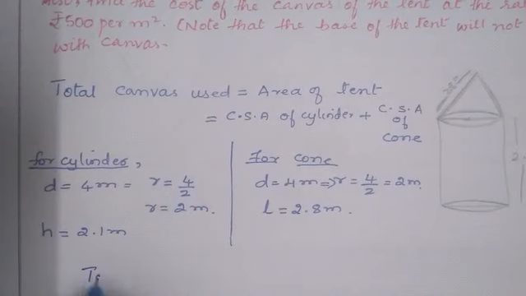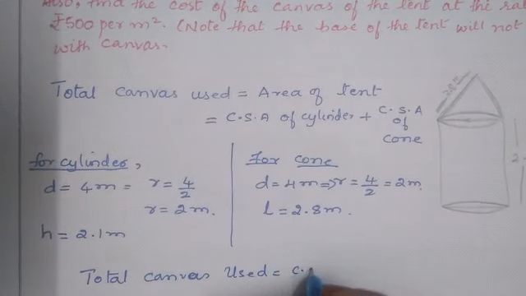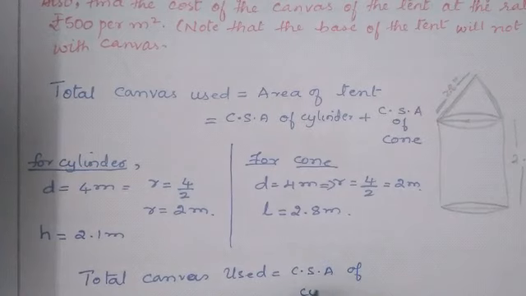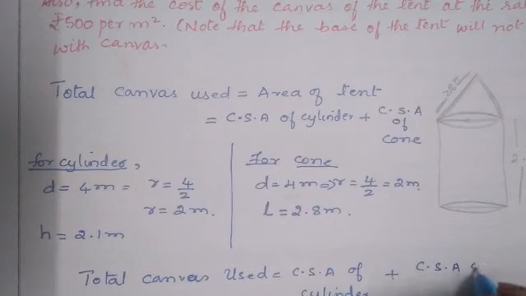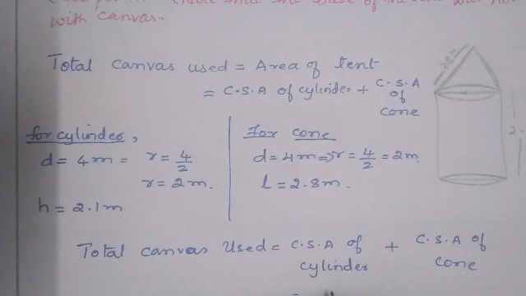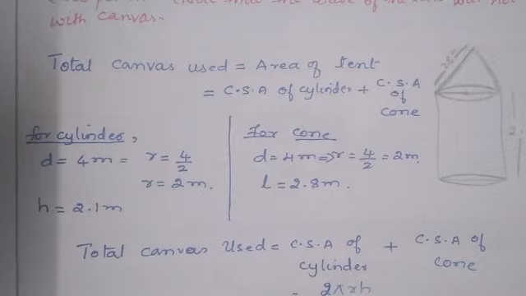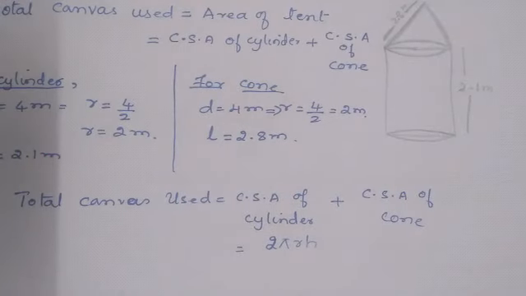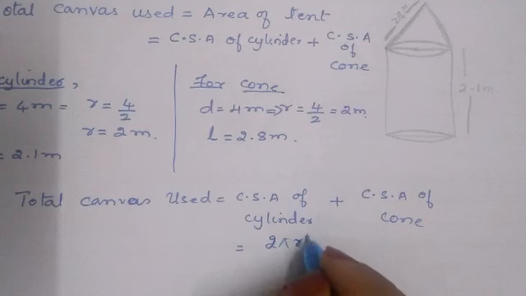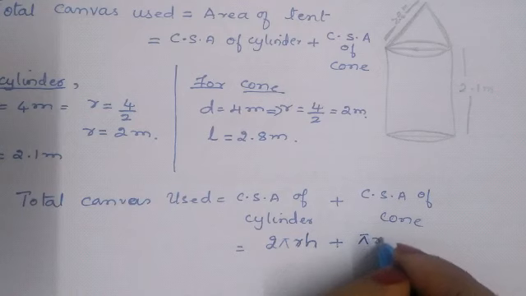Now let us substitute this. Here let us write one more time. Total canvas used is equal to CSA of cylinder plus CSA of cone. CSA of cylinder formula is nothing but 2 pi r h. 2 pi r h is the CSA of cylinder, plus CSA of cone, which is nothing but pi r l.